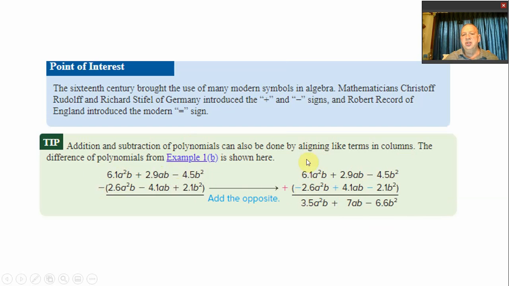If I'm just doing addition, I'm just adding them straight down, making sure I'm doing signed arithmetic. 6.1 minus 2.6, 2.9 plus 4.1. So if it's a plus, I don't have to worry about changing the sign, I just do it. But if I've got a negative, I have to distribute the negative one across each term, changing the sign of each.